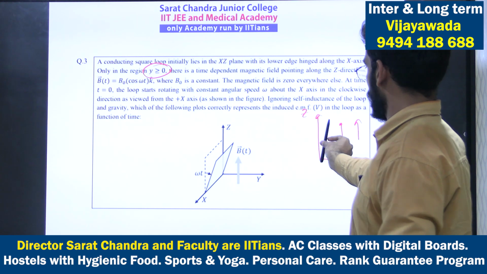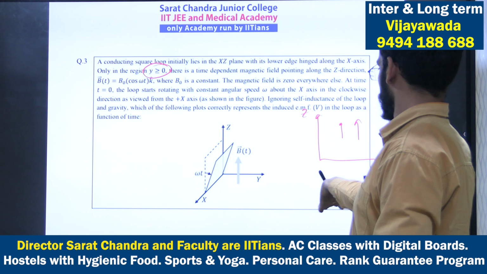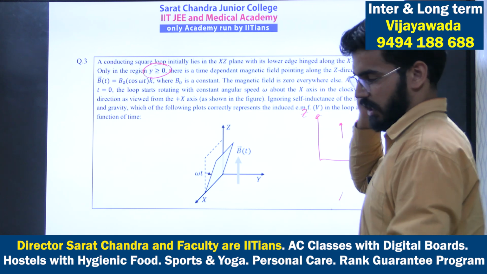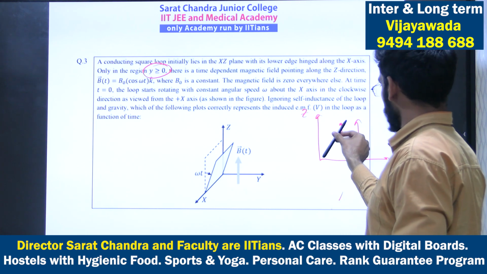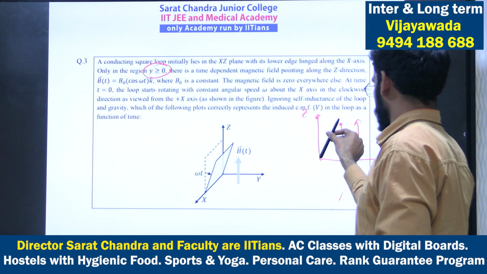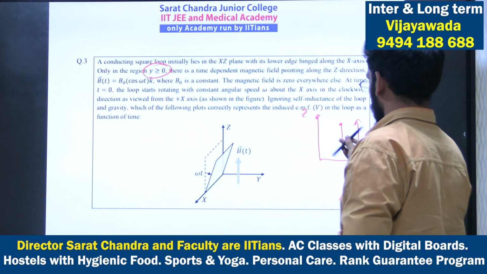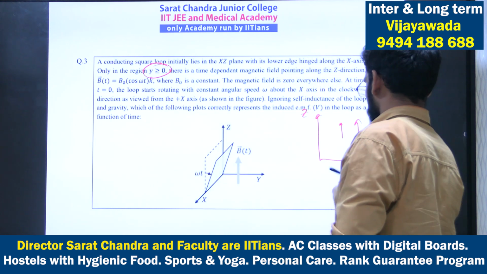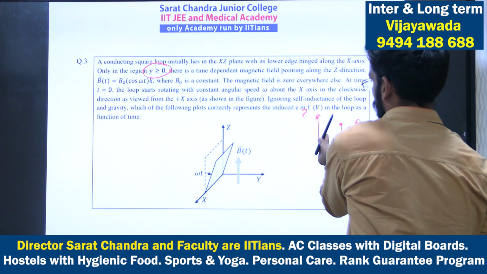So when this plate is going like this, the magnetic field is variable with time, but not with direction. This plate, this square loop of wire, is going this side. Okay, it will fall. After that, the plate enters to this side. It is rotating with constant omega.